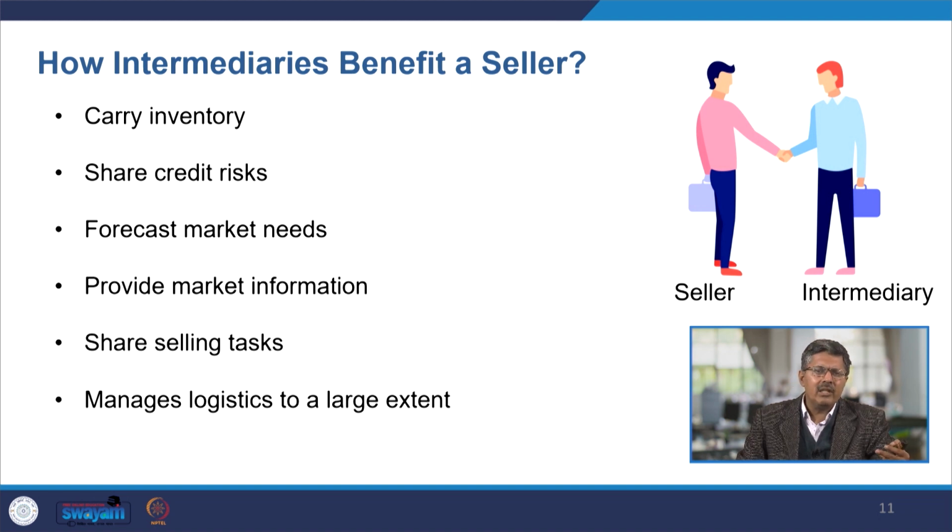Intermediaries play a very vital role in forecasting the market needs, because they understand the market requirement, the knowledge of the customer, the customer's new requirements, and what changes are happening in customer needs. All this information is highly useful, and the intermediaries have it because of their localized knowledge. Providing market information, as I said, any changes in the market can immediately be explained to the manufacturer through the intermediaries. Sharing the selling tasks.